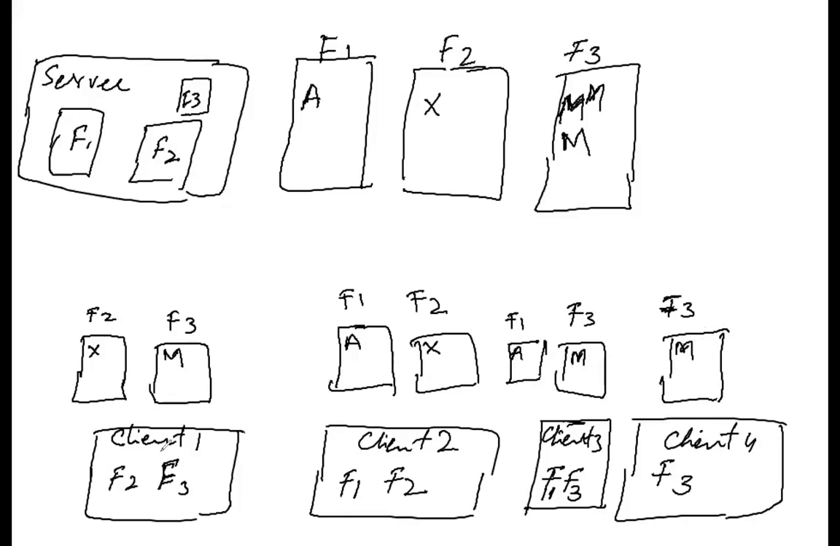Now, if client 1 is adding Y here in F2, he is adding N here. Here in F1, client 2 is adding B, and here in F2 he is adding Z. Here in F1 client 3 is adding C. Here in F3 he is adding N, and here in F3 client 4 is adding N.